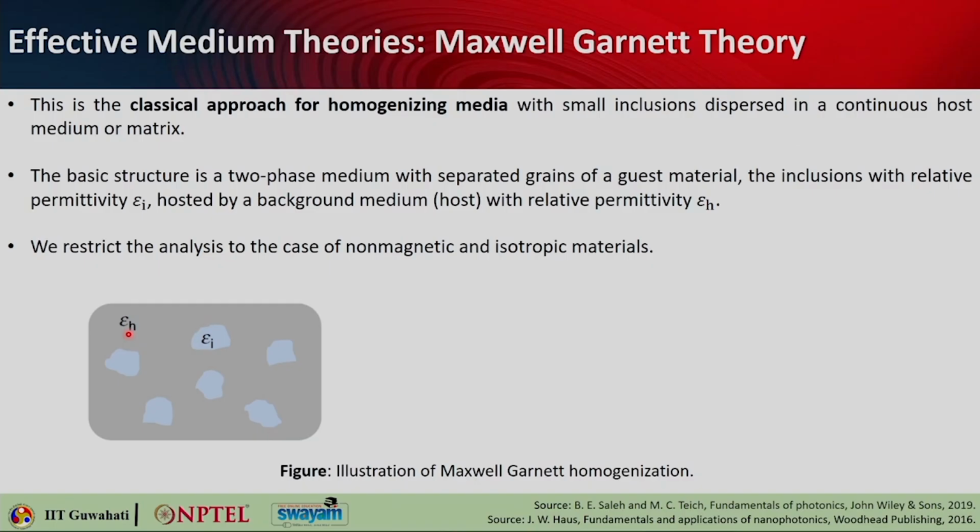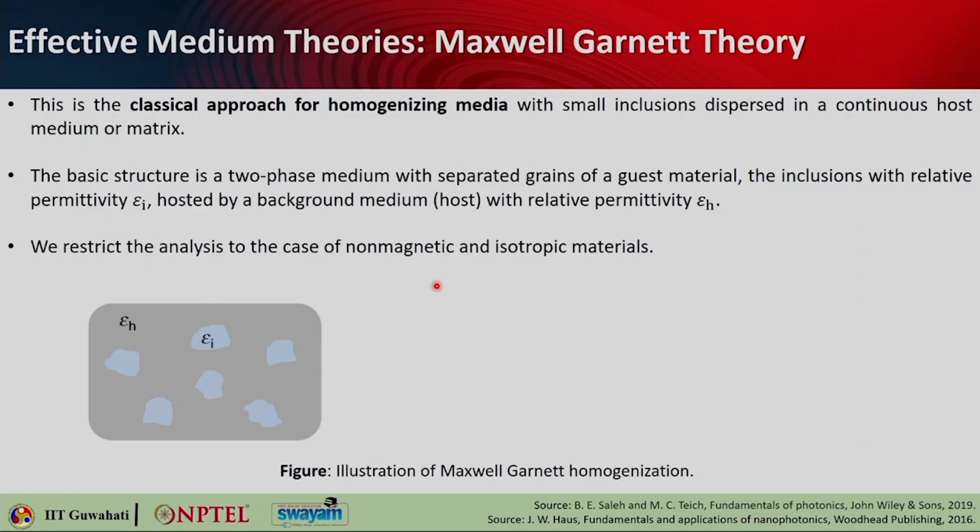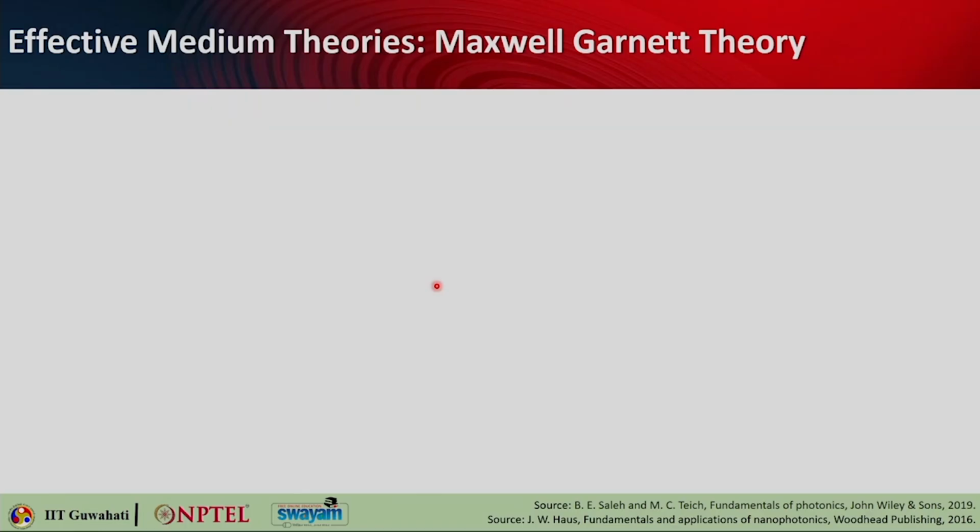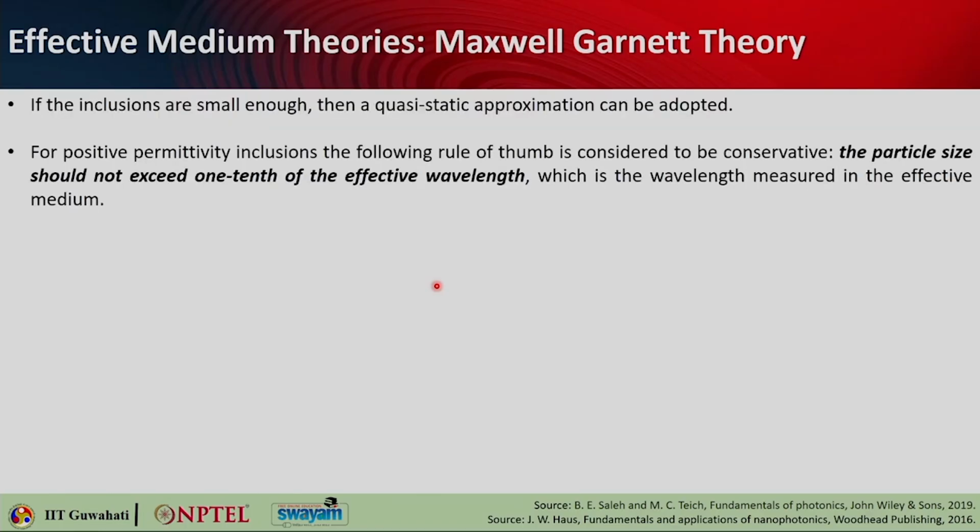permittivity of this particular system, okay, using some theory, and this is where Maxwell-Garnett theory will come into the picture. So we restrict the analysis to the case of non-magnetic and isotropic materials. So there are some assumptions. Initially I mentioned the assumptions. Here the assumptions are that the materials we considered are non-magnetic and isotropic. So how do you start with that?